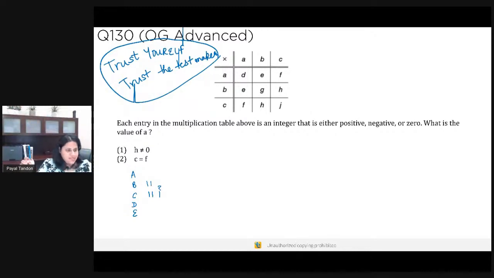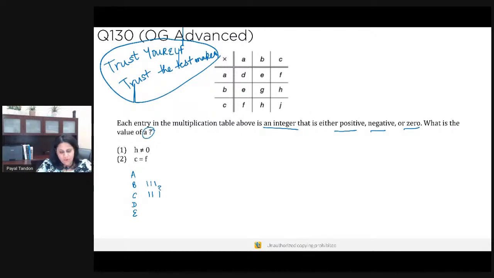What's given to us is that each entry in this multiplication table above is an integer. So again, that's a constraint that's given to us. It is either positive, negative, or 0, so it can be any integer. What is the value of A?